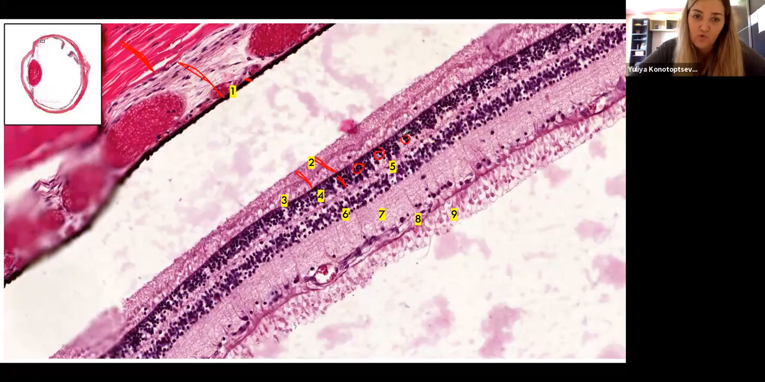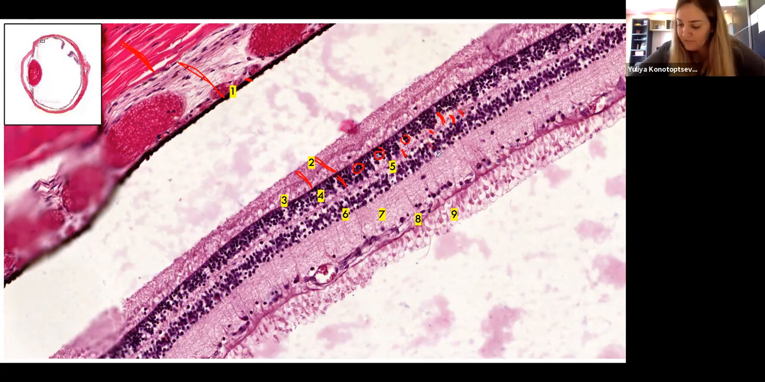These are the nuclei of rods and cones. The fifth layer is going to be the outer plexiform layer. In the outer plexiform layer, you see that these rods and cones are going to be synapsing with the glial cells. A very good example of the glial cell that synapses with rods and cones in the outer plexiform layer is a bipolar neuron. Okay, bipolar neuron will be synapsing with rods and cones here.